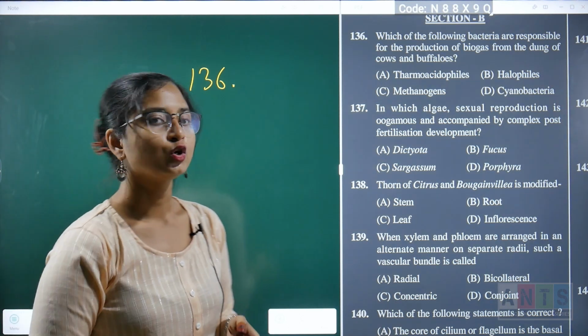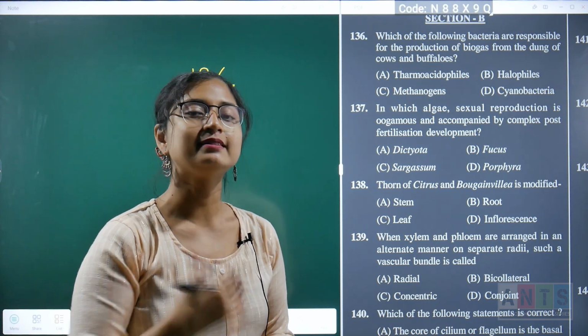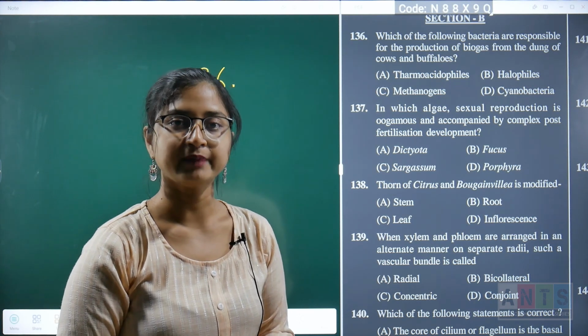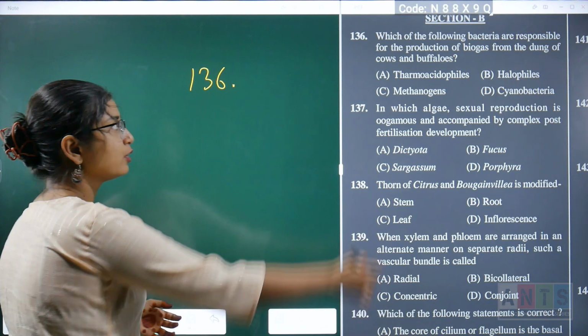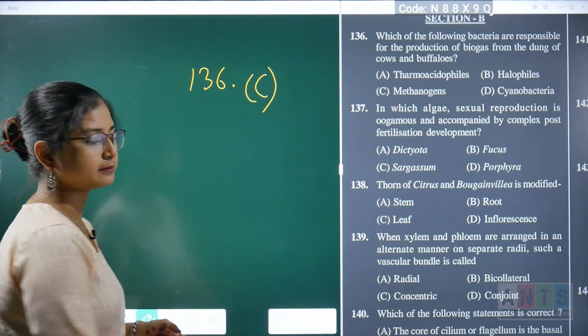So a major constituent of biogas is methane. So the bacteria involved in methane production are methanogenic bacteria or methanogens. So going by that, 136, the correct answer is option C.